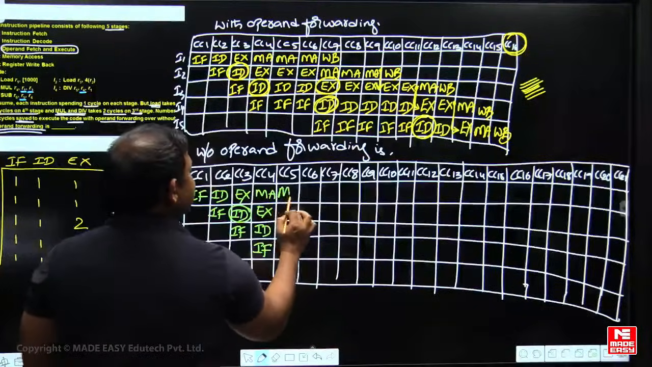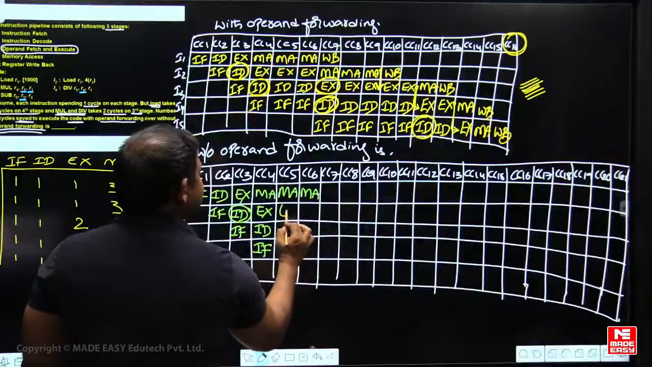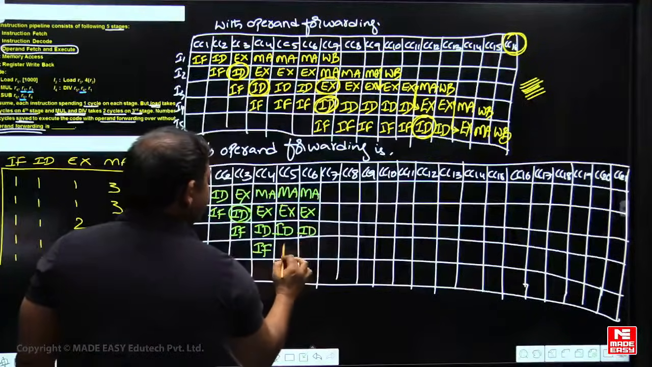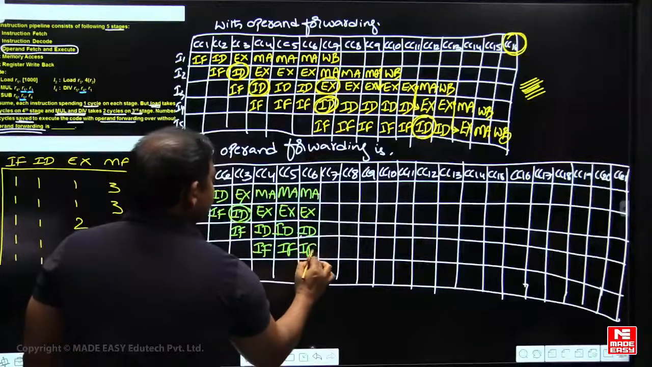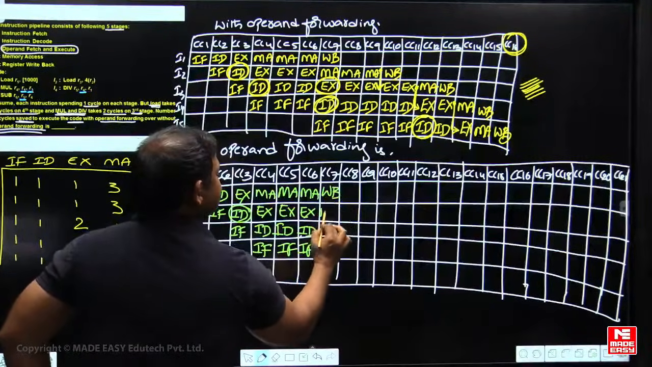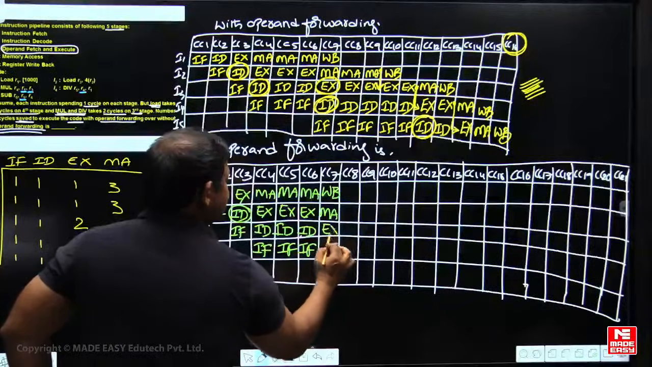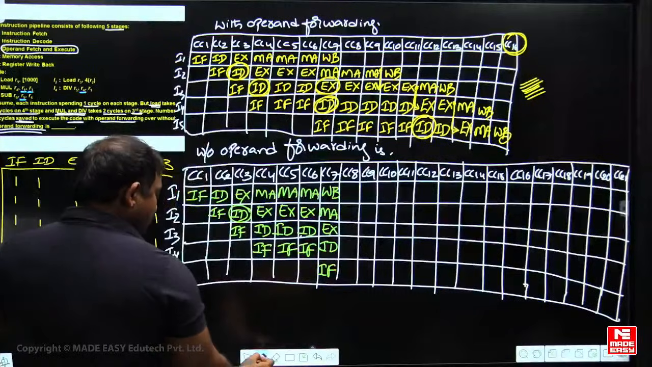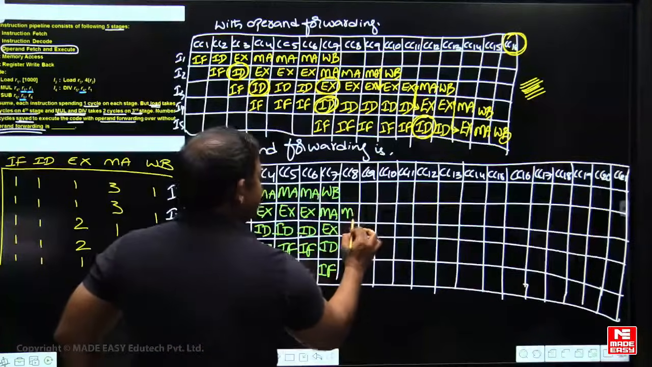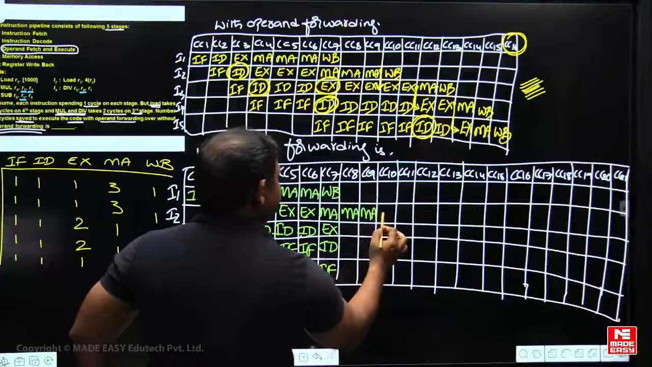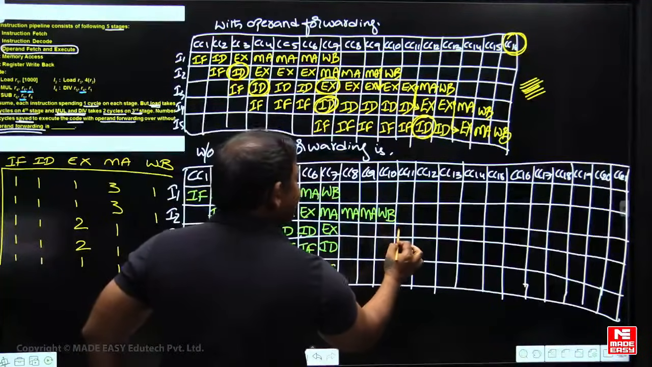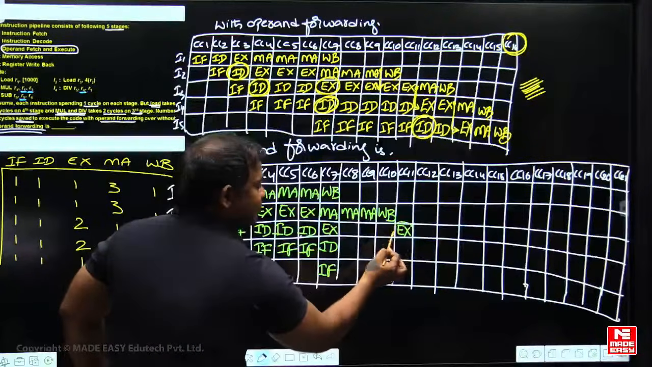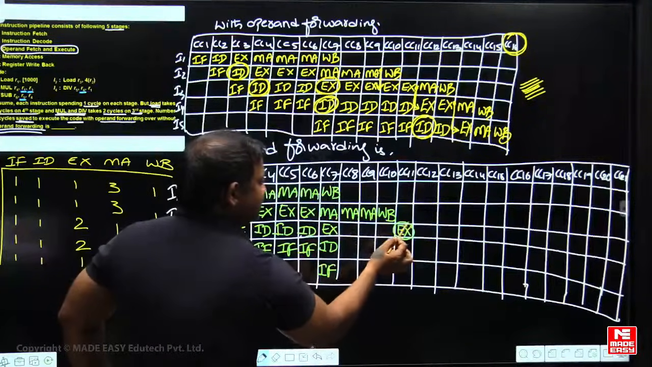So MA, EX, ID, IF. Now MA is taking 3 cycles. That's why it is waiting on EX, waiting on EX, waiting on ID, waiting on IF. Then after that, it moves on to WB. This is coming on MA. This is EX, this is ID, and this is IF. Now, what is required? First complete MA. After MA completes, immediately you can access data, right? Operand fetching takes place in EX. Immediately EX started here.